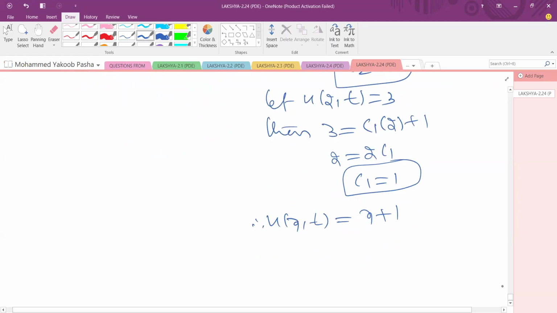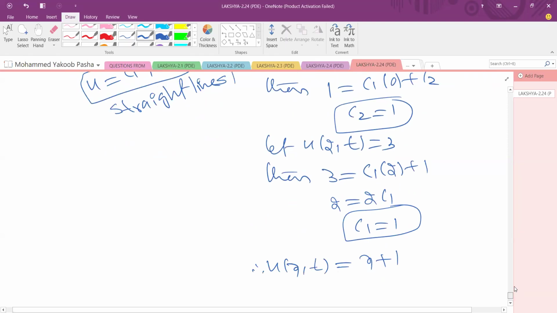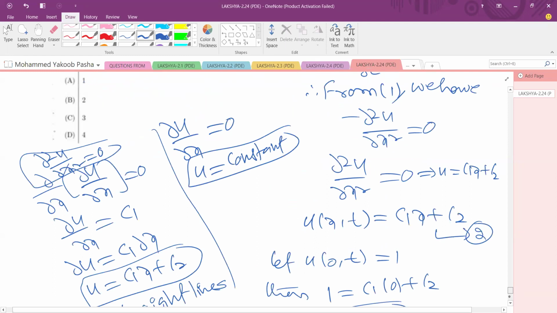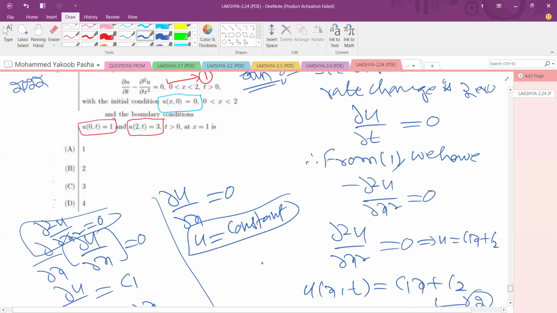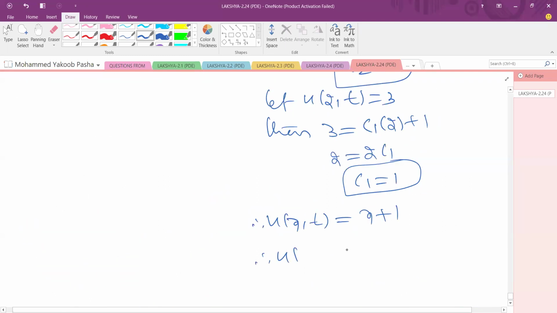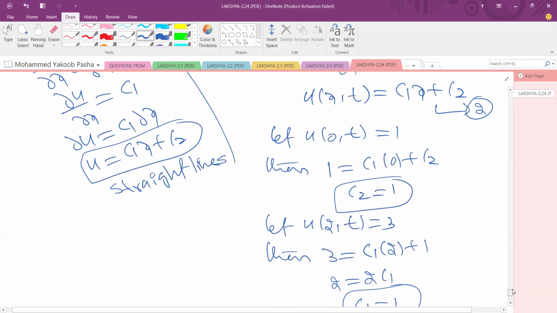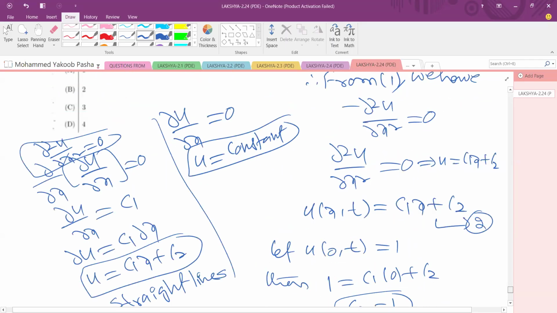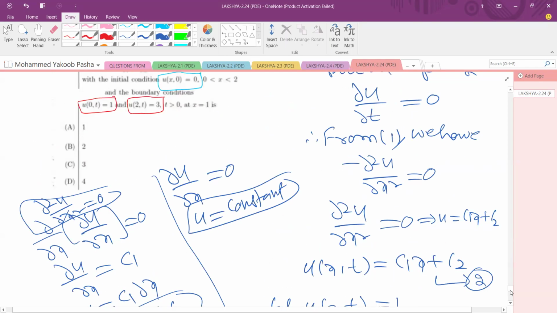So what do we have to calculate here? At x is equal to 1, we need to calculate. Therefore, u of 1 comma t, I have taken x is equal to 1. 1 plus 1, that is equal to 2 is the right option. So what is my right option? Option B is the right option.